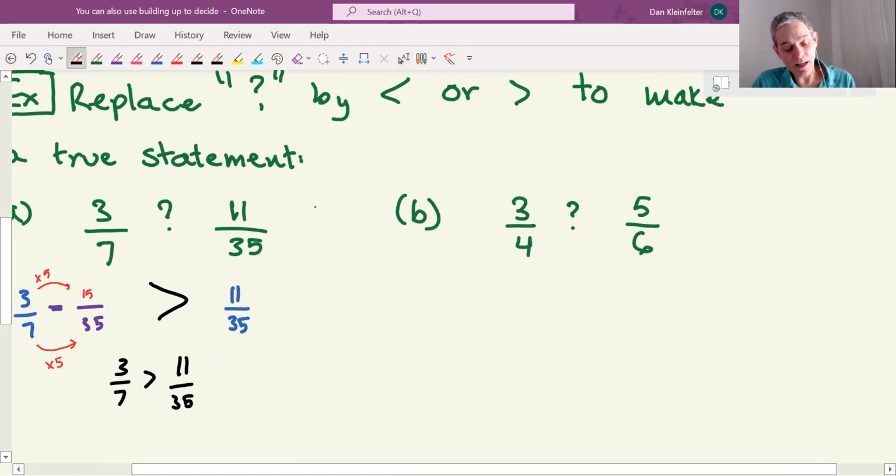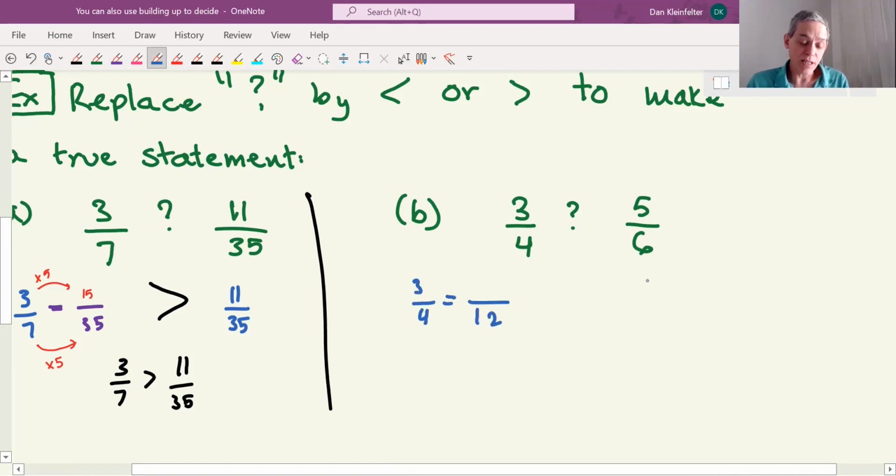Okay, let's try that again with 3/4 and 5/6. So for 3/4 and 5/6, take a look at the two denominators, which are 4 and 6. We want to find a number that both 4 and 6 divide into, and a good choice would be 12. That's what's called the least common multiple of the two numbers. Again, that's something else we'll go into greater detail at a later date. So we need to change 3/4 and 5/6 so that they're both 12ths.